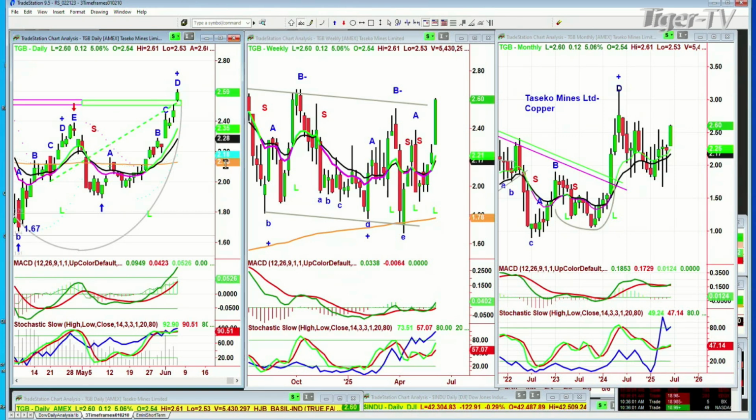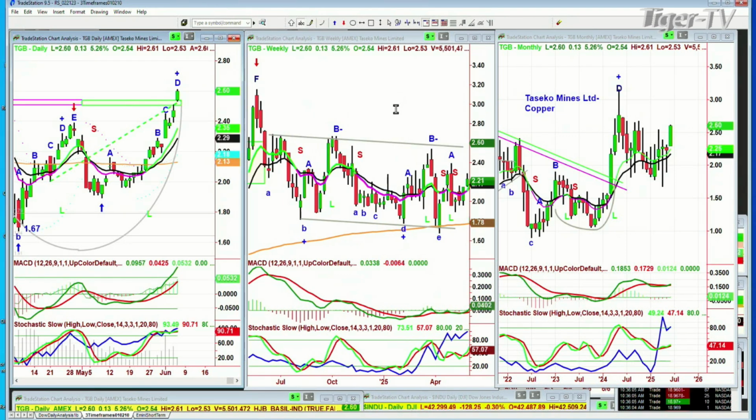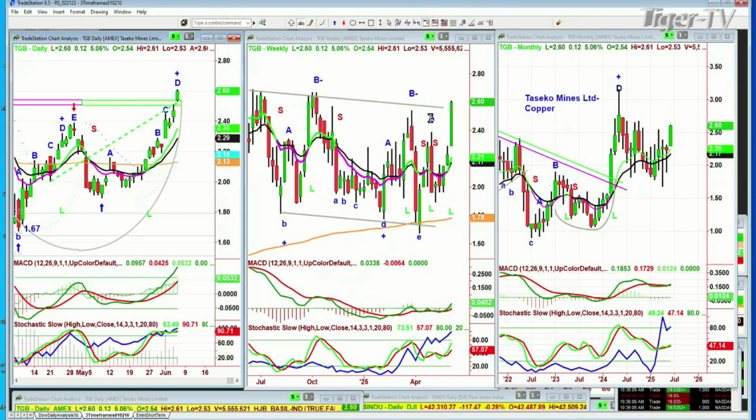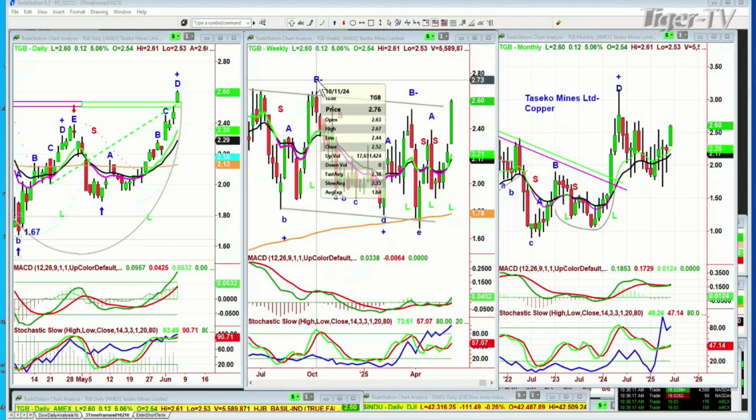Leg D, and it has broken out of this major downtrend channel right there. Yep, it's a channel and a trend line. Well, the week is still young, but on the weekly chart, it has broken nicely. So the next resistance level will be right here at 2.67. It's trading at 2.60 with a high so far today of 2.61.